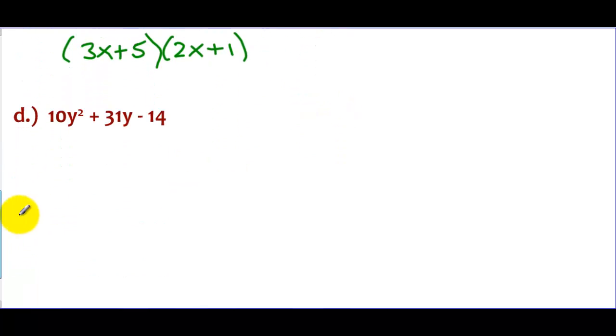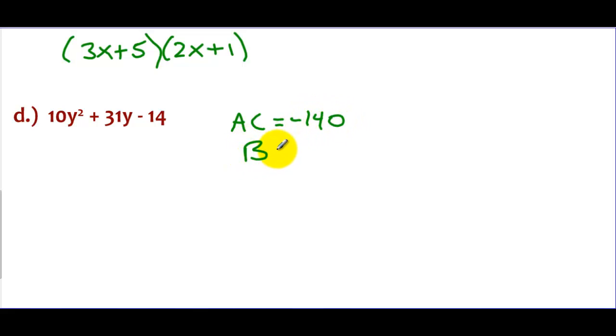Okay, one more example. Right, and in this example, something kind of different happens. Right, so I'm going to say my AC is a pretty big number. It's -140. Right, and my B value is 31. So it can be a little bit difficult to figure out factors of 140, right?